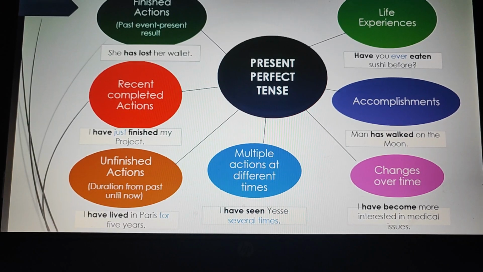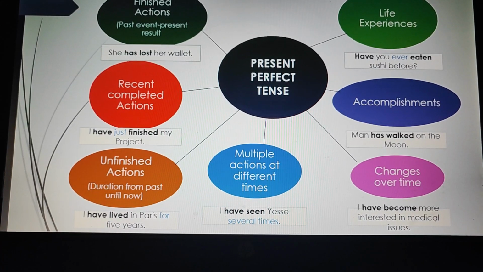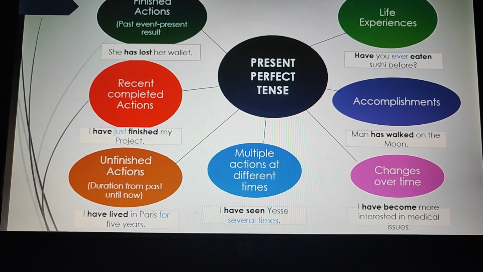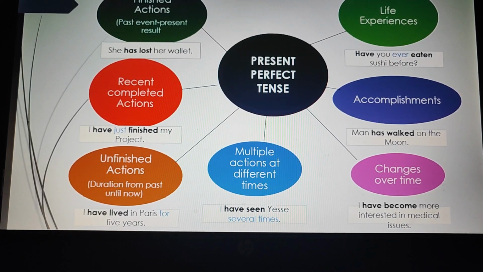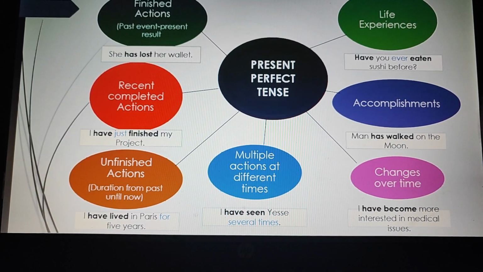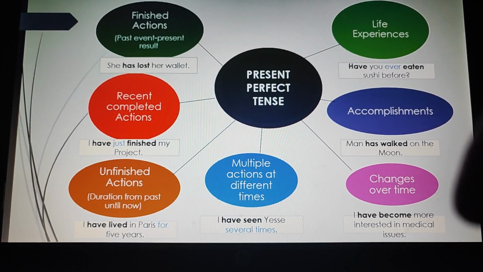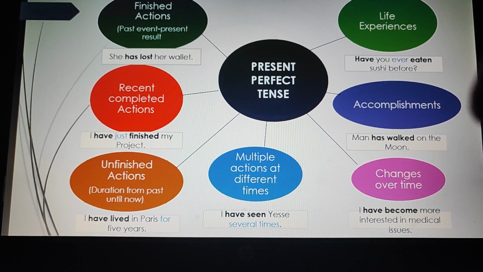Recent complete actions. I have just finished my project. Just is an adverb indicating that the person finished the project not long ago. Unfinished actions, during a duration from the past until now. I have lived in Paris for 5 years. Maybe the person continued living in Paris.